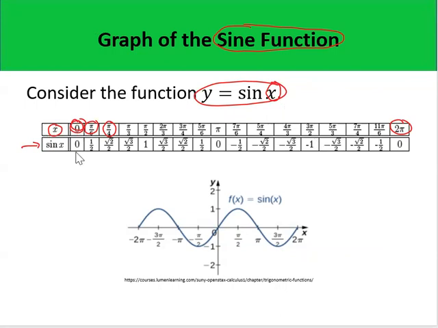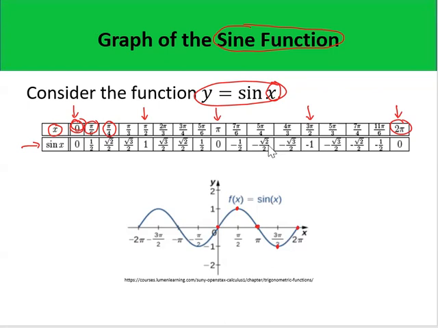If we plot these points, this point is 0, comma 0. This point here is pi over 2, comma 1. This point here is pi, comma 0. And then this point here is 3 pi over 2, comma negative 1. And this point is 2 pi, comma 0.